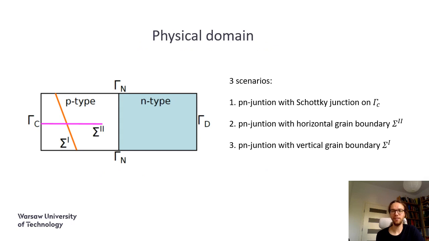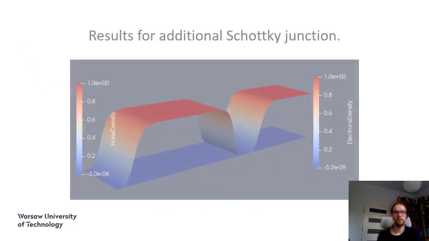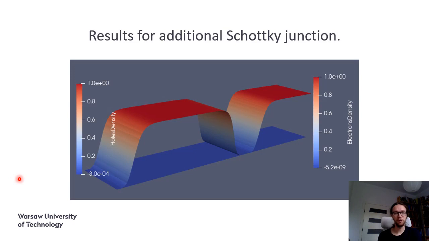I'll look into three scenarios: the p-n junction with a Schottky contact on the left, the horizontal grain boundary, and the vertical grain boundary. So I was able to calculate the structure with an additional Schottky junction, unfortunately with small but still negative charge densities. And after that, I tried to look at how the capacitance of this whole structure will change with time when I apply external voltage.